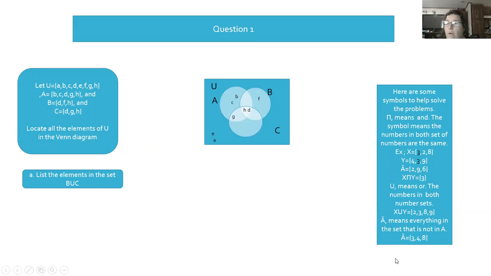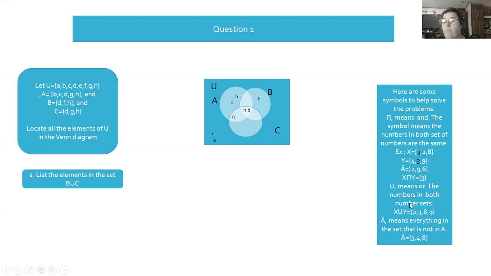So our little help bubble over here says, here are some symbols to help you solve the problems. This little sign right here, it looks like a big N, means and. This symbol means the numbers in both sets are the same. So if you have x equals 328, y equals 439, a with a little sign over equals 296, that means you're looking for the ones that are the same. Right here, they intersect. So you have 3 and 3.